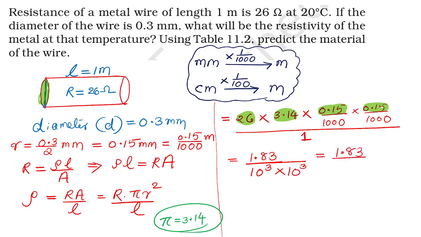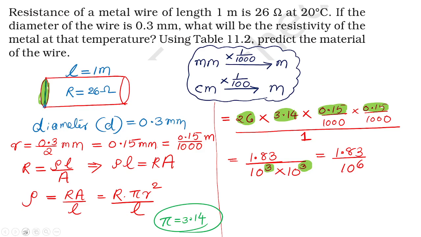1.83 divided by 10 cube into 10 cube is 10 raised to 6. How is 10 cube into 10 cube 10 raised to 6? In the case of multiplication, we add the powers. If there is multiplication of 10 raised to something, you have to add their powers. So if there are so many zeros, express them as powers of 10, and if there is multiplication, add the powers.